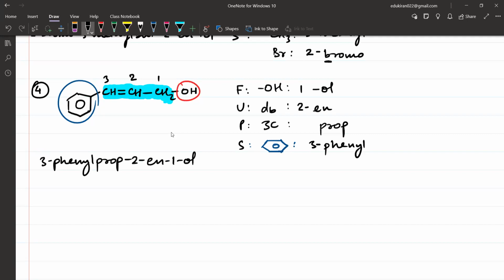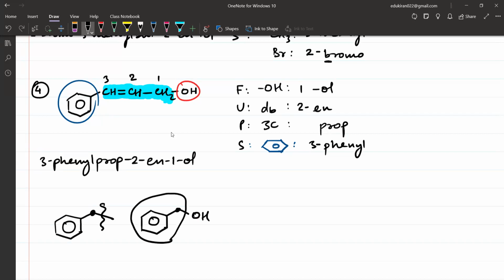Sir, if by chance I write benzyl, it is wrong. It is wrong. Because generally when we write benzyl, we mean something like this: this carbon atom attached to something. If you remember benzyl alcohol, benzyl is this part, this much is benzyl, and then we have OH. Benzene ring attached to a carbon atom, this is benzyl.